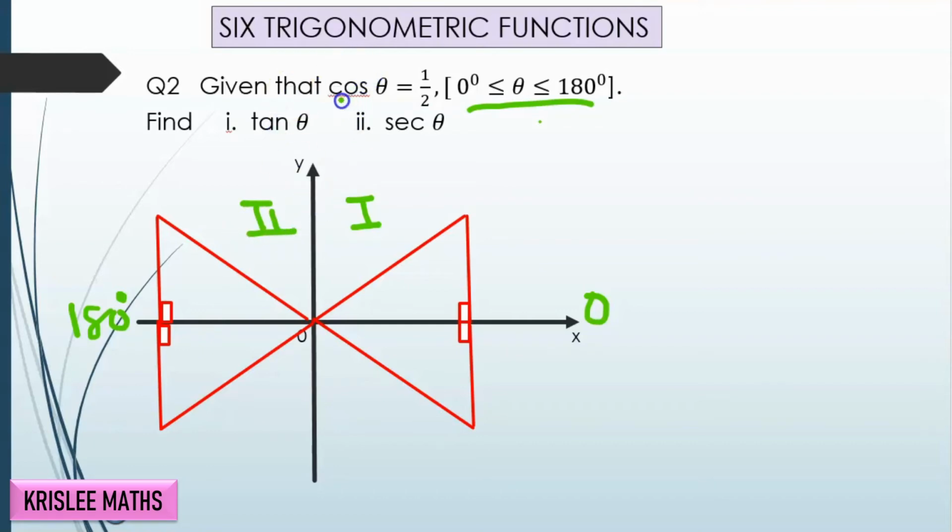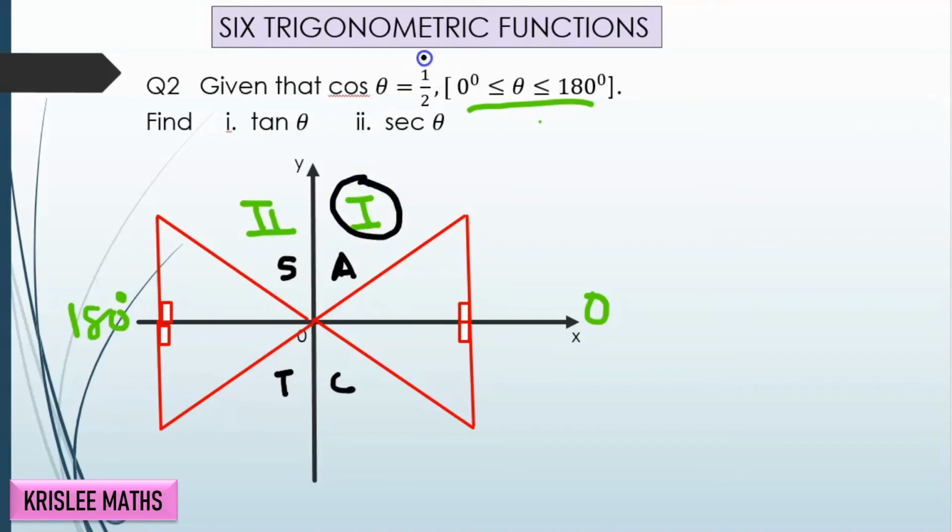Okay, the second information given, cos theta equals 1/2. So the value of cos here is positive. Now we have learned Add Sugar to Coffee. A here represents all positive, that means sine, cos and tangent are positive. In the second quadrant, only sine is positive. Therefore, the correct quadrant for this question will be quadrant 1, because cos is positive.